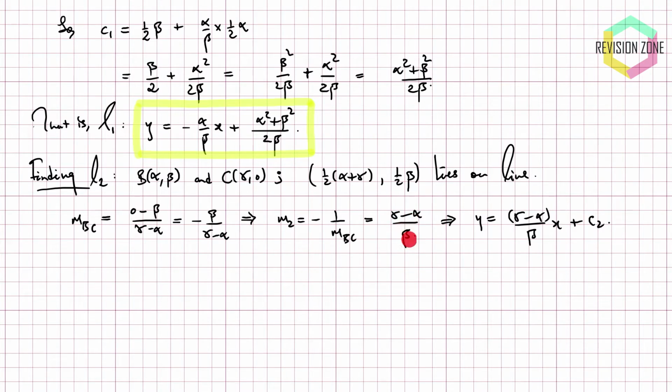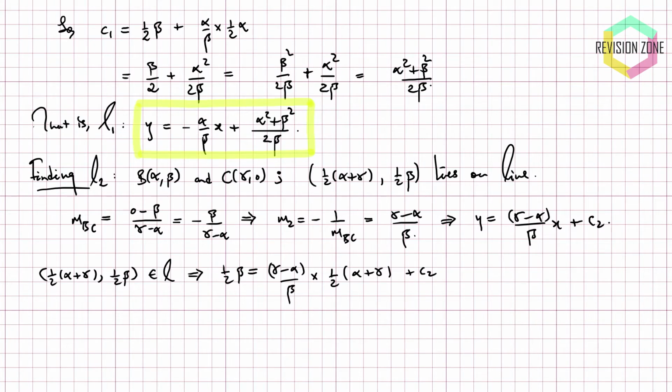And once we have the gradient, we know what the equation of the line is going to look like. It's going to be y equals m, which is our gradient now, right? M2 in particular is our gradient, x plus c. So the c I'm calling C2, which is the y-intercept of this line, and we have to figure that out. To be able to figure that out, we would use the fact that the midpoint of B and C, in other words, this point here, lies on the line, okay?